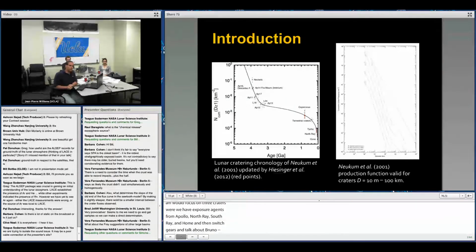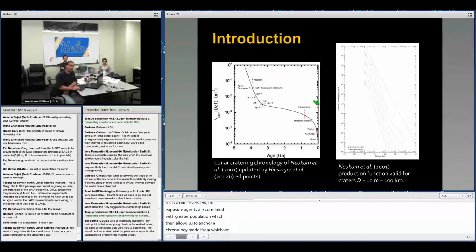Just as a brief overview, which I don't need to spend too much time on, the exposure ages are correlated with crater populations, which then allow us to anchor a chronology model from which we then generate these crater retention age isochrons, which I'm showing the Neukum et al. model here on the right. Basically these are the expected or predicted size frequency distributions for a given surface age.